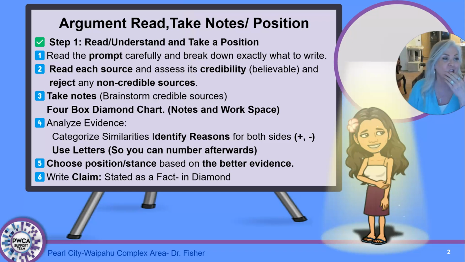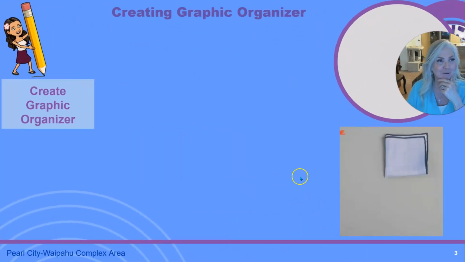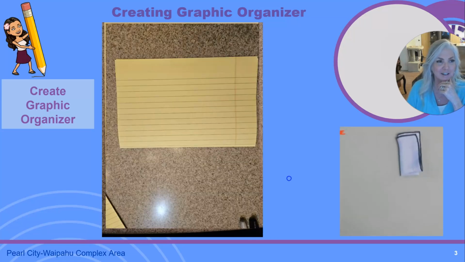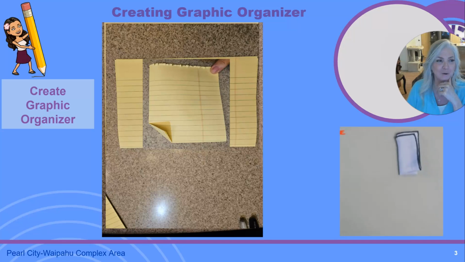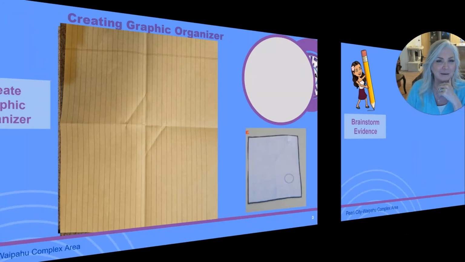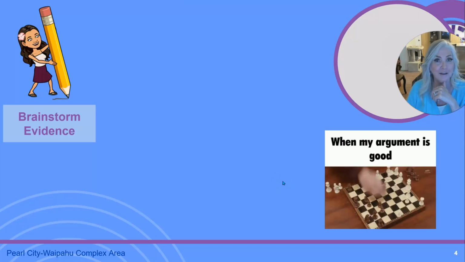So let's look at what that would look like. I'm going to just cut to that. So here's how we create a graphic organizer. The first thing that we're going to do is take a piece of paper, fold it in half, and fold it in half again and bend the corner. After we do that, when we unfold it, it looks like a diamond. That diamond is going to end up being what we write our brainstormed evidence on.